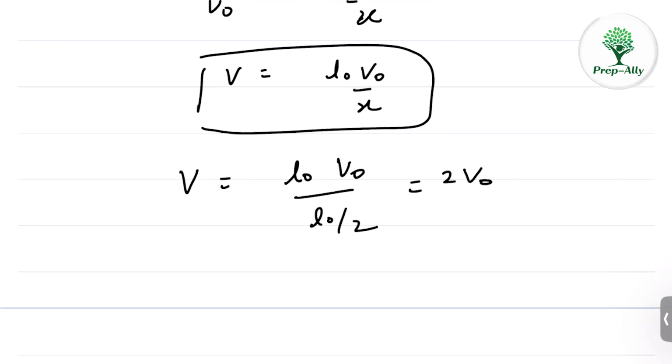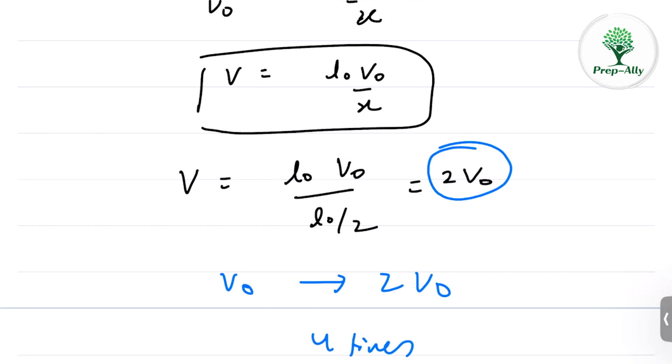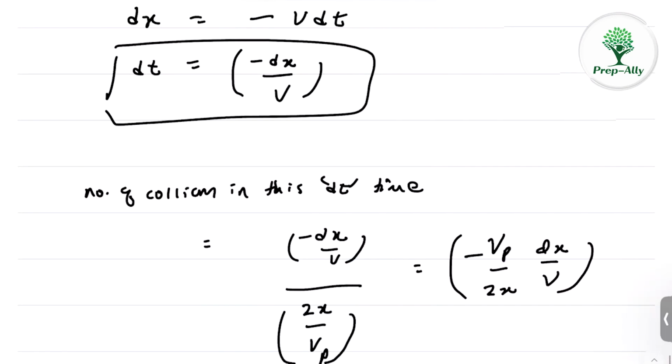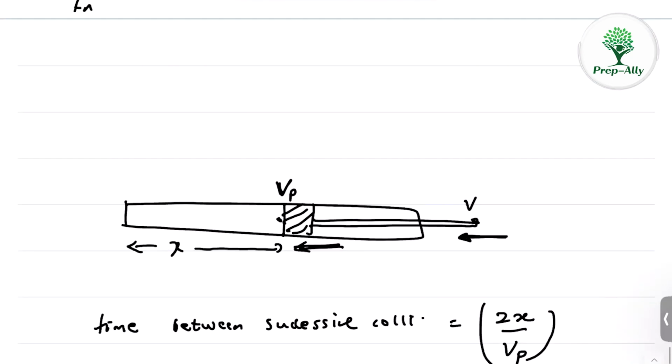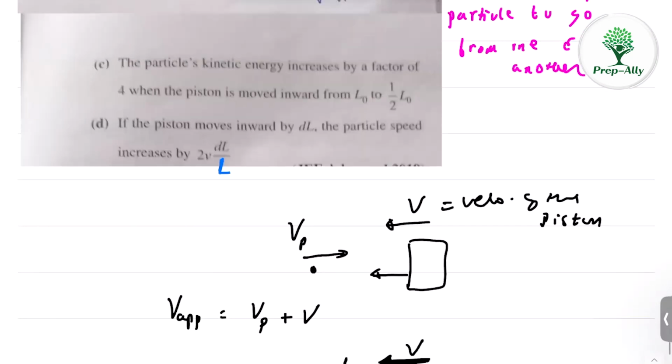So velocity will become 2v0. If velocity becomes double, from v0 to 2v0, kinetic energy will become 4 times. So yes, the kinetic energy will become 4 times. So C option is correct.